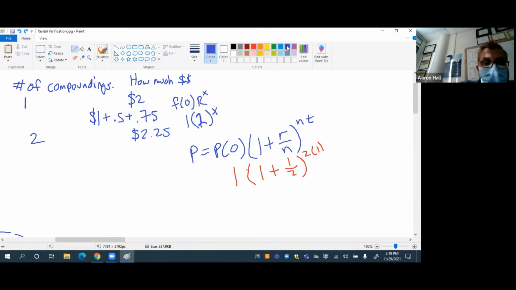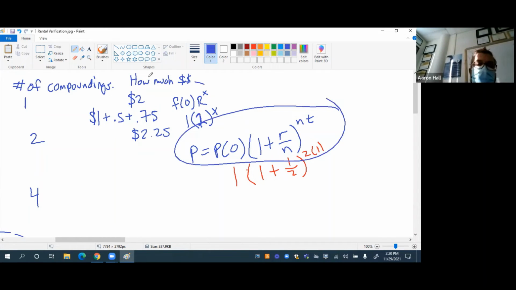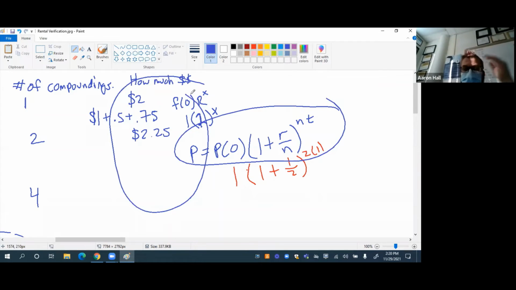What if we compound 4 times a year? So that would be every quarter, right? So you invest your money at the beginning of the year, you get paid in March, and then in June, and then in September, and then at the end of the year. Using our equation, how much money would we have at the end of the year?